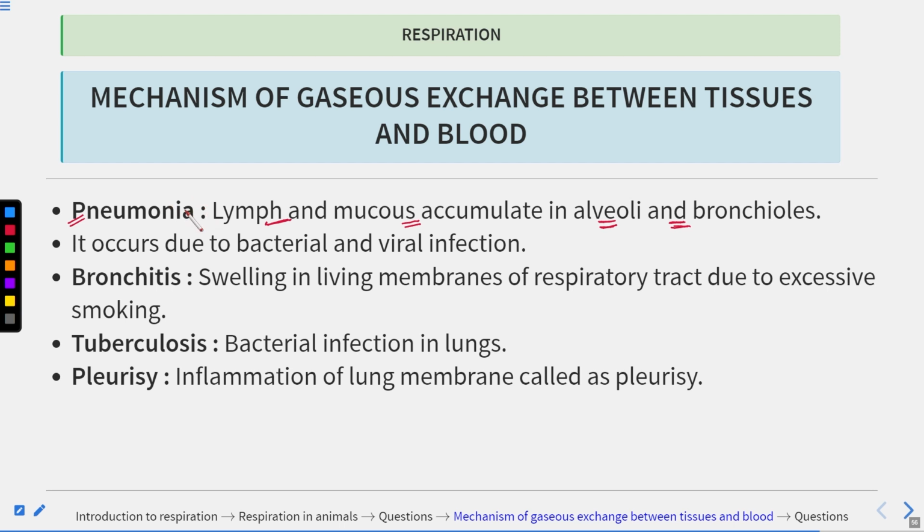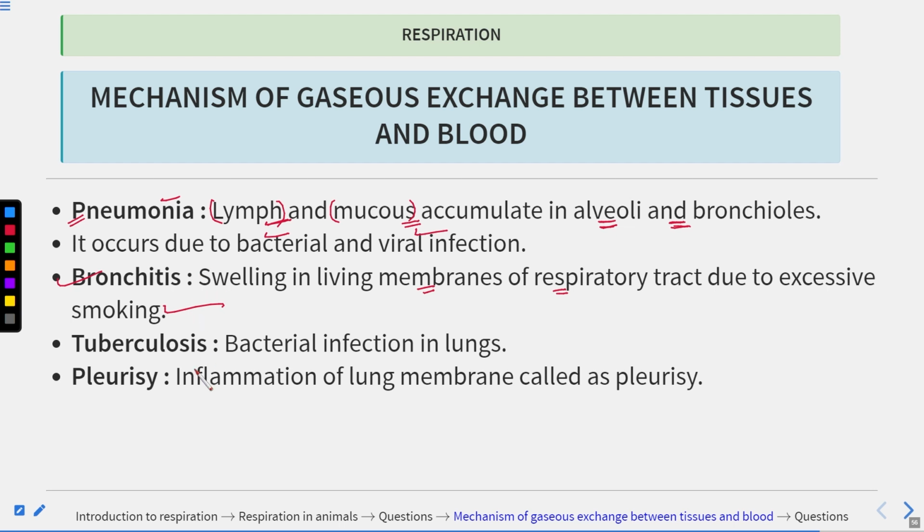Now pneumonia is caused by bacterial as well as viral infections, and pneumonia can also be life-threatening if not treated. The person here is not able to breathe. Why? Because of the accumulation of mucus as well as lymph in the alveoli and the bronchioles. Okay, now next is bronchitis. What happens in bronchitis? There is a swelling in the lining membrane of the respiratory tract due to excessive smoking. So bronchitis is due to excessive smoking.